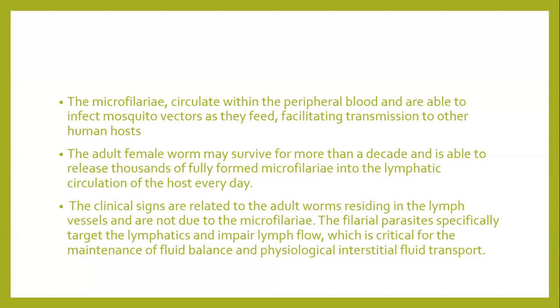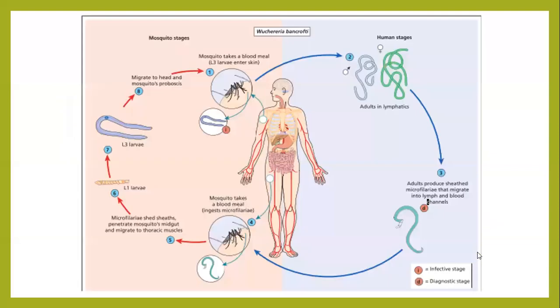With the filarial infection, when there is a long-standing infection, many adult worms form and many lymphatics get blocked. The filarial parasites specifically target the lymphatics and impair the lymphatic flow, which is critical for the maintenance of fluid balance and physiological interstitial fluid transport.